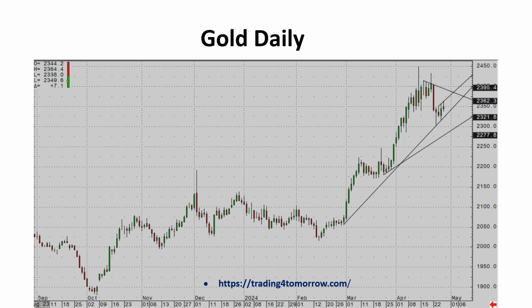Moving on to gold, a bit steadier after its Monday almost mini crash. It just came back down to test that 23.40 level at the time, and then it moved lower, but then recovered. So now I've got resistance at 23.95, 23.62. I've got support at 23.21 and also at 22.77.